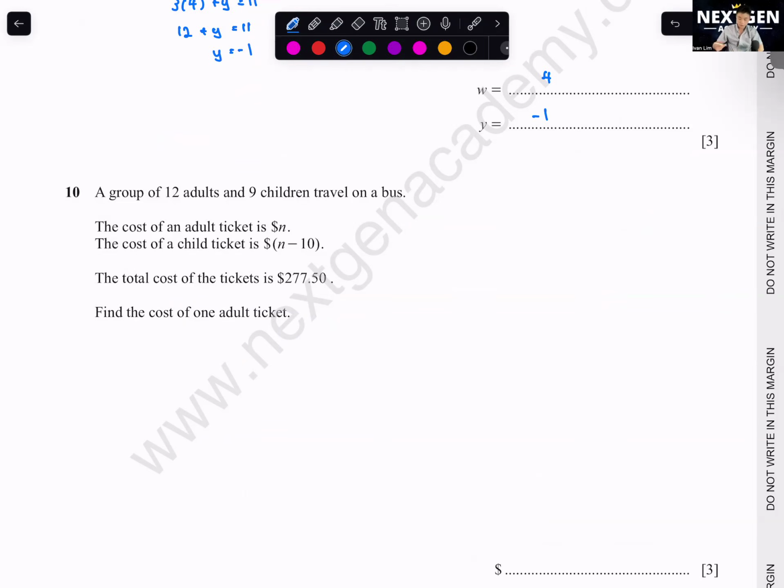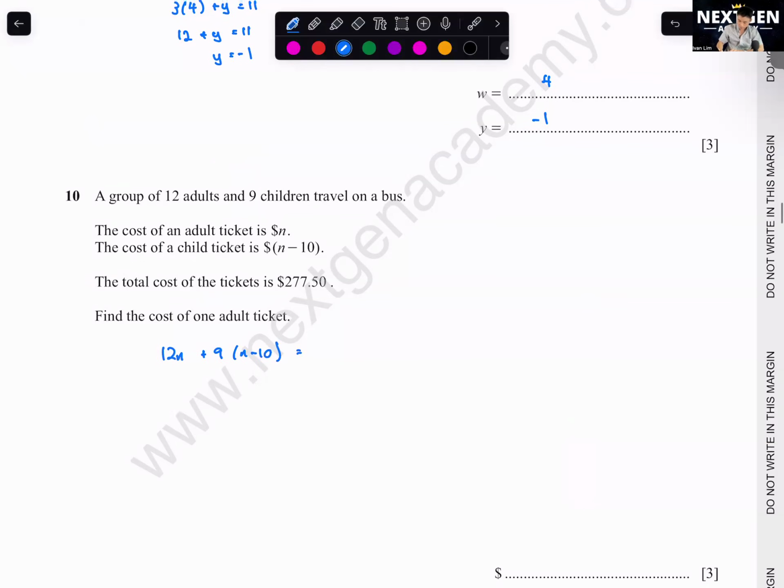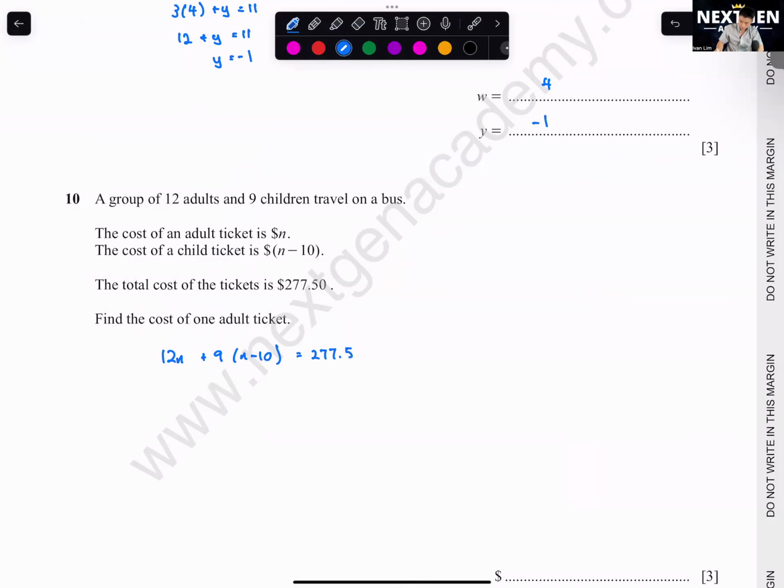Okay, let's write down this in an equation. It will be 12N plus 9(N minus 10) equals to 277.5. Okay, we solve for this. 12N plus 9N minus 90 equals to 277.5. Okay, we will bring the 90 to the right-hand side. So 21N, 277.5 plus 90 will be 367.5. Divide both sides by 21.